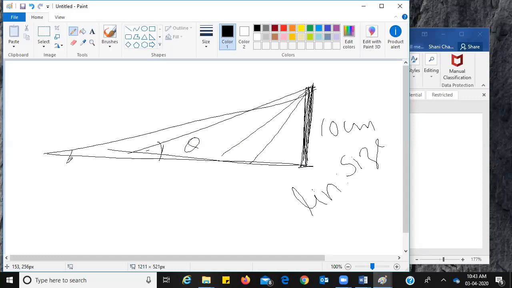Angular size can be very small for a far away point and very large for a close by point. If you see a tall building from far away, its angular size will be small, and we feel it to be small. So our eye is normally feeling the angular size, not the linear size.